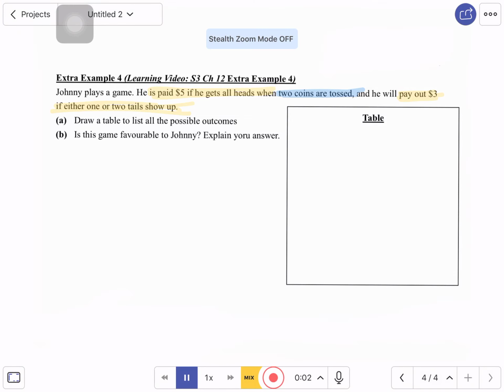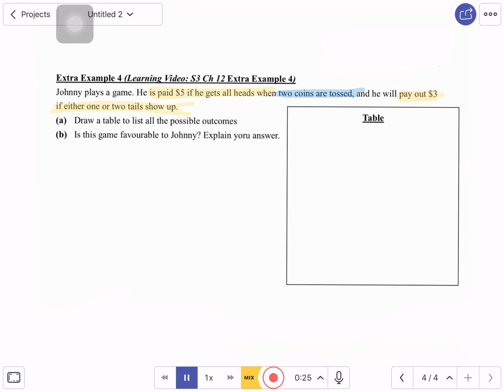Now it is extra example 4. In this question, Johnny plays a game, and this game involves tossing 2 coins. Now let us see what the game is about. First of all, when we throw 2 coins, there are some conditions.